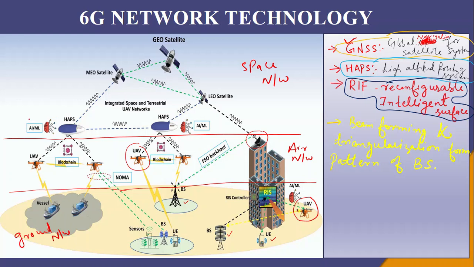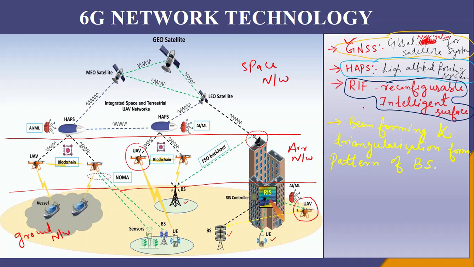And here the artificial intelligence and machine learning technology will be used in the 6G that will provide the data to the user regarding their interests. So this is about the 6G network technology.